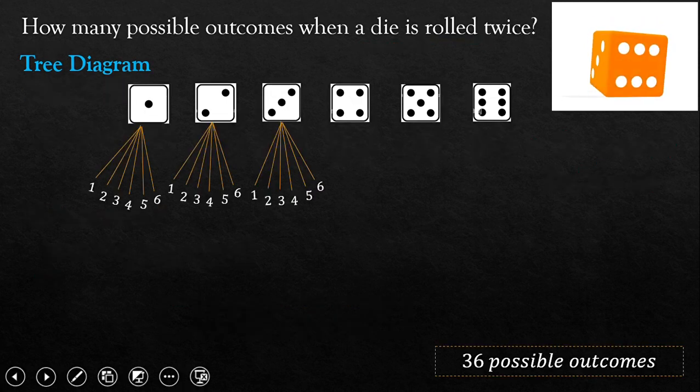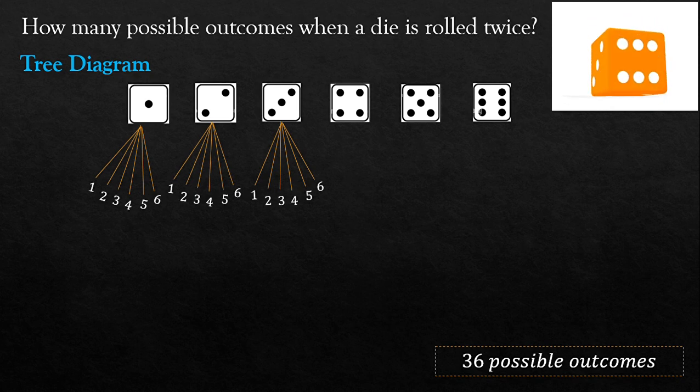How about if you roll a die twice? In the tree diagram, as you can see here, you also see the final answer, which is 36 possible outcomes. How did I come up with 36 possible outcomes? From the tree diagram, our first roll is this one. You have 6 possible outcomes, just like heads and tails in a coin toss.